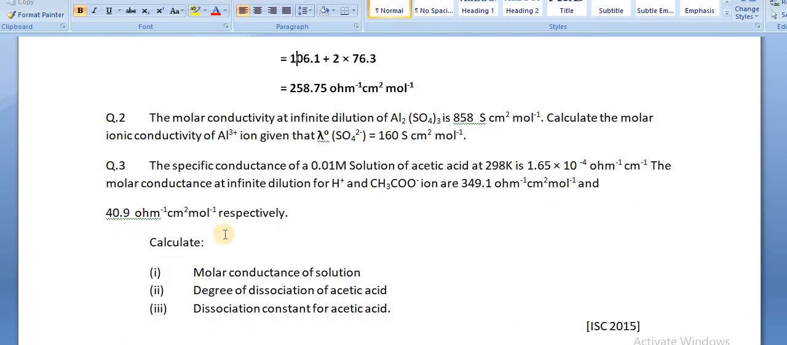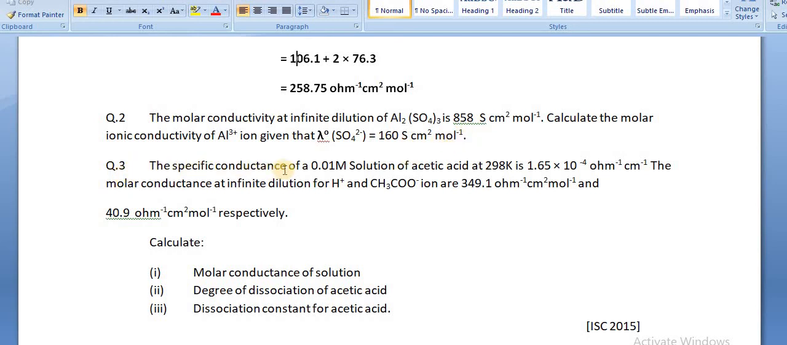In a similar way, we have got the assignment. Question number 2 and 3 will be assignment for you. The molar conductivity at infinite dilution of aluminum sulfate is 858 Siemens centimeter square per mole. This is also a unit like per ohm. Calculate the molar ionic conductivity of aluminum 3 plus ion, given that lambda not of SO4 2 minus is equal to 160 Siemens centimeter square per mole.